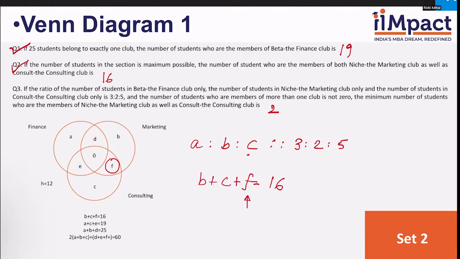I hope this was clear. B plus C is of the 7x form. If I have to minimize F, I will maximize B plus C, which will maximum go up to 14, so that F remains positive, obviously. And in that case, I will get F equal to 2. Very straightforward. Done.